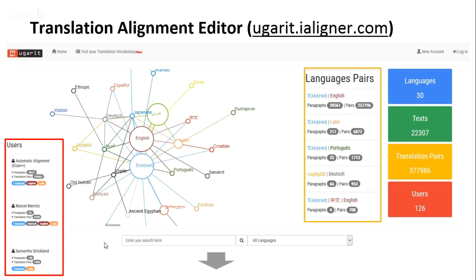At the present time, there are 317,986 pairs and 22,307 texts in 30 languages. These are ancient and modern ones, for instance ancient Egyptian and Greek, Arabic, Chinese, Coptic, French, Hebrew, Latin, Old Nubian, Persian, or Spanish.